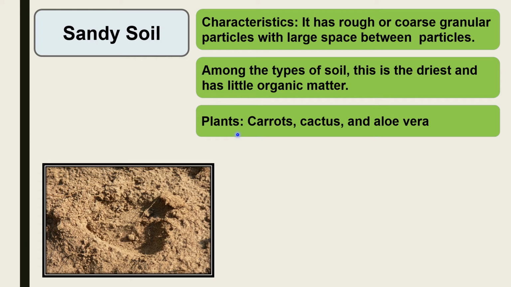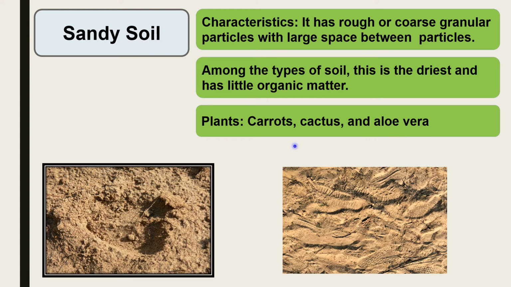Examples of plants for this are carrots, cactus, and aloe vera. So in this sandy soil, you can plant carrots and cactus. By the way, these are the pictures or examples of sandy soil.